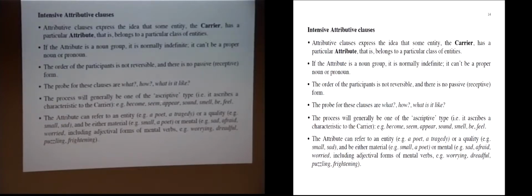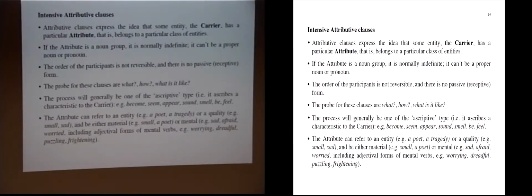The process is going to be one of the ascriptive type. So by that we mean the kind of verb used is going to be something like become. So she became a great beauty. She seems like a nice person. She appears to be a nice person. That sounds like a good idea. That smells delicious. That is wonderful, or that feels good, right? So these are all using these different kinds of ascriptive verbs. Ascriptive just means you're ascribing some quality to the carrier. You're saying something about the carrier.